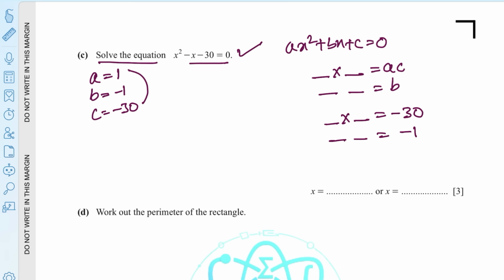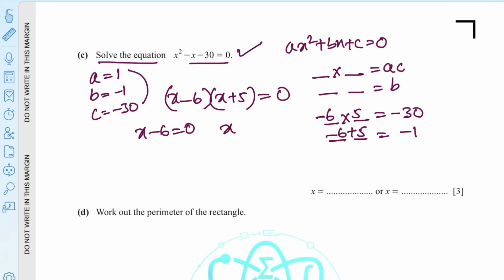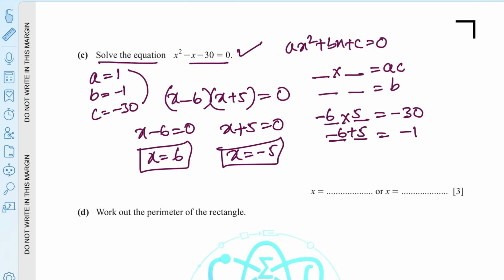So what are the two numbers we have? I think it should be minus 6 and plus 5. Now it can be written as two factors: x minus 6 and x plus 5 equals 0. Now make it individual factors: x minus 6 equals 0 and x plus 5 equals 0. If you rearrange, we get x equals 6, and x equals minus 5. So two values we got, 6 and minus 5, for this factorization of the quadratic equation.